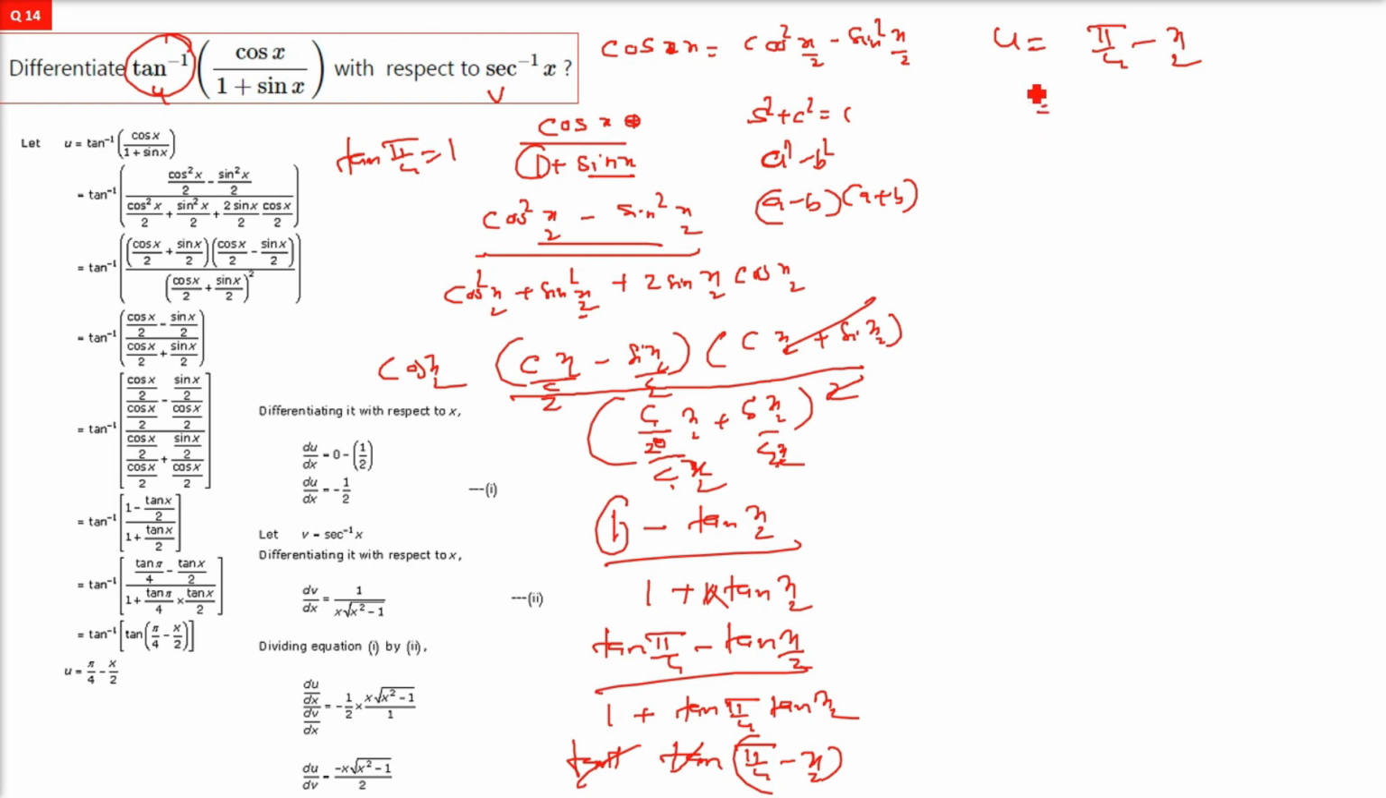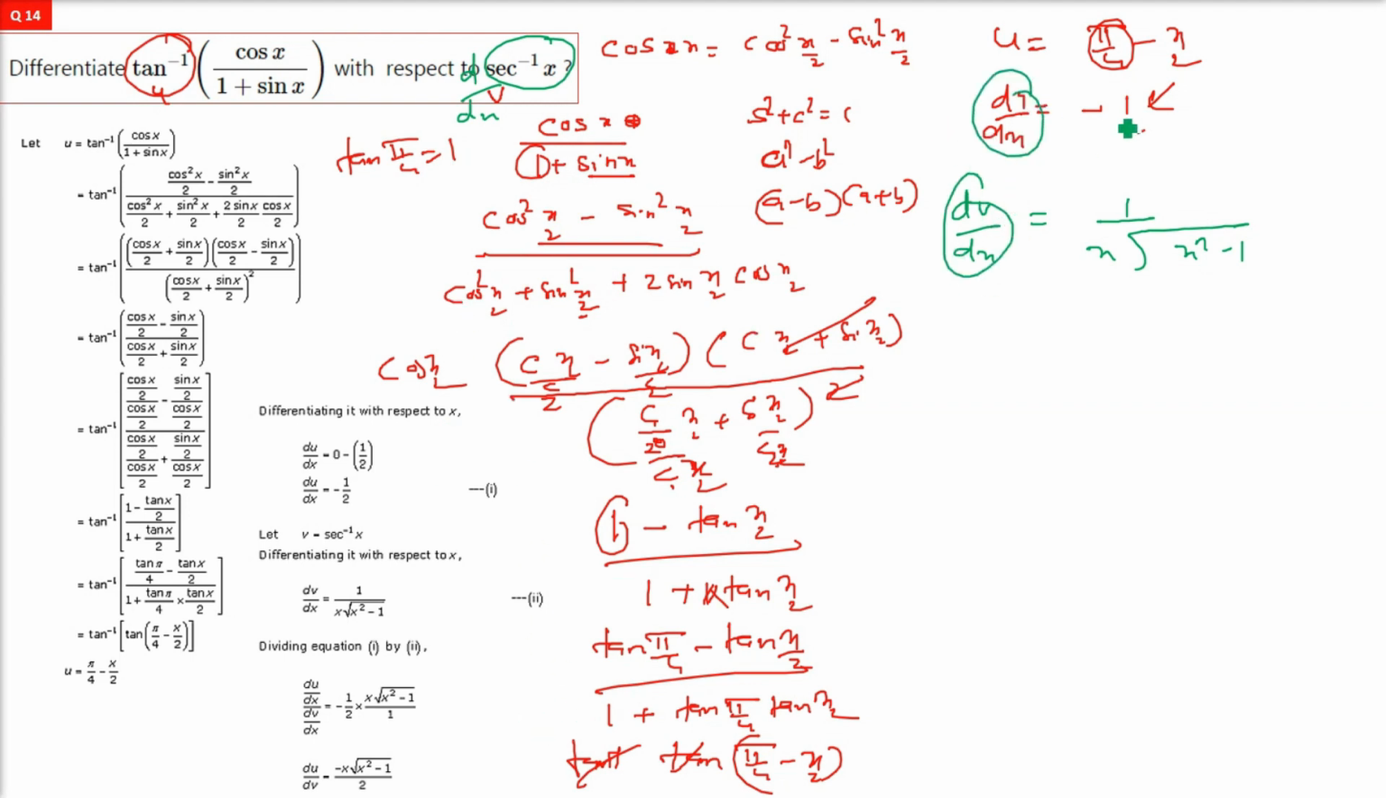When you try to find out du by dx, what do you get? Pi by 4 is 0 only. Minus x by 2, and differentiation of x is 1. So minus half is du by dx. How about sec inverse x? dv by dx. So we have v as sec inverse x. When you take the differentiation of sec inverse x, it will be 1 by x into under root x square minus 1. Okay. This is a general result.